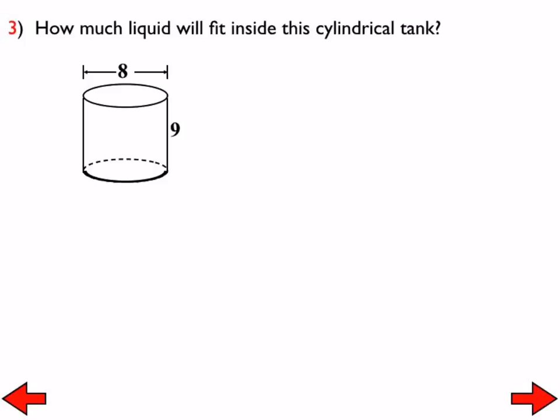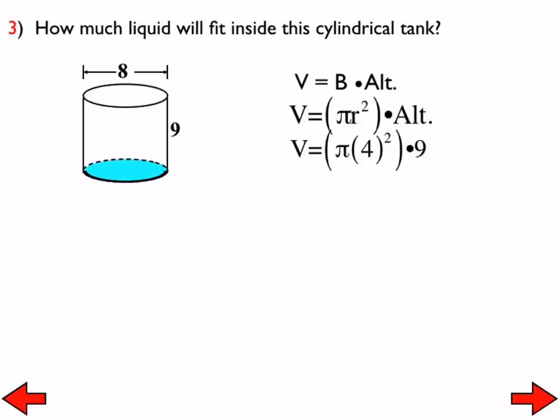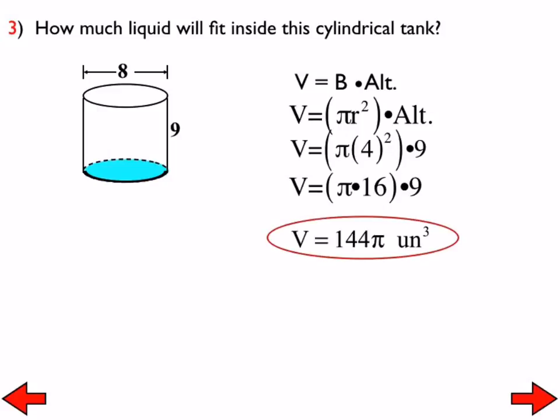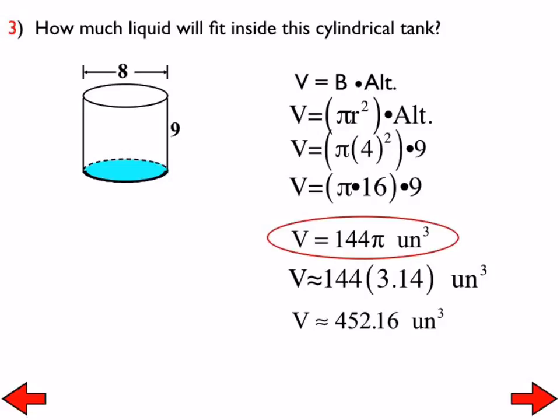Number 3, how much liquid will fit inside this cylindrical tank? It's a tank in the shape of a cylinder. We need the radius. The radius, of course, is 4. And so we have pi times 4 squared times the altitude of 9. That is 144 pi in terms of pi. But as a decimal, we will now multiply 144 times 3.14, and that is 452.16 cubic units. All right.